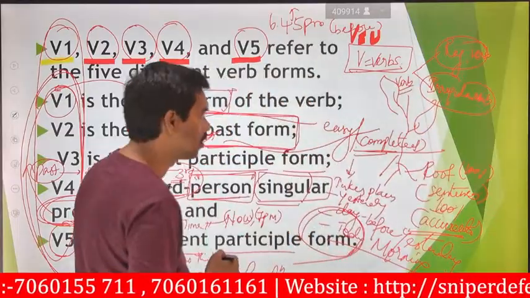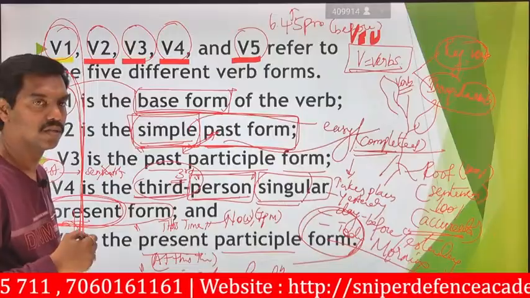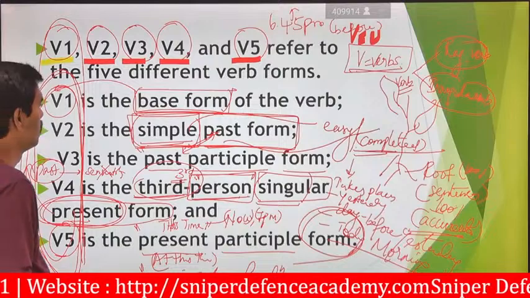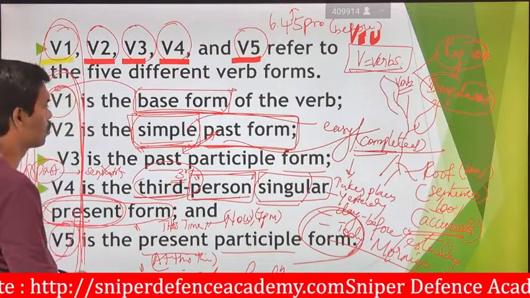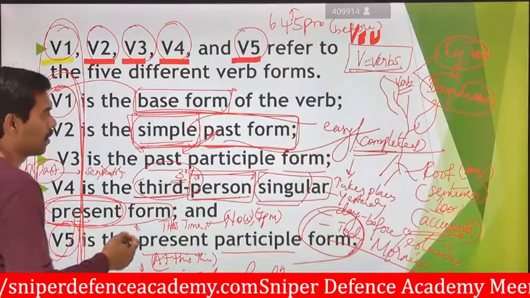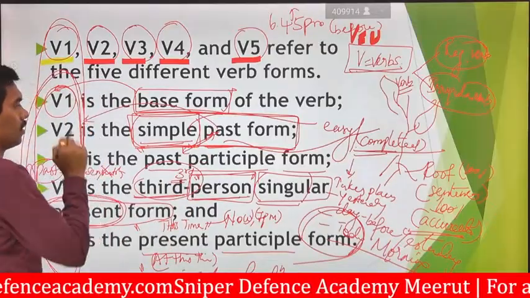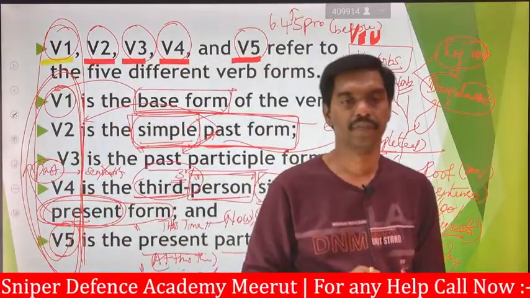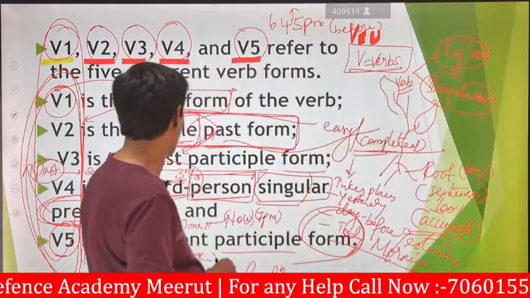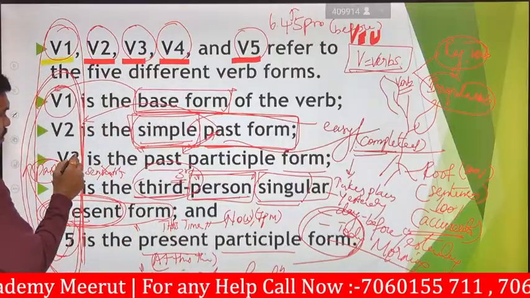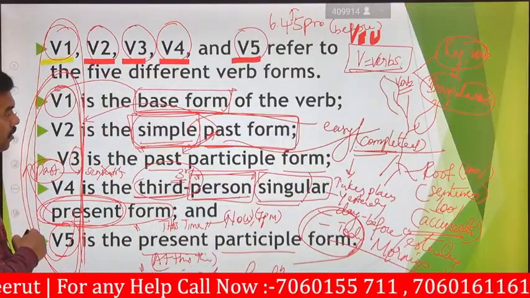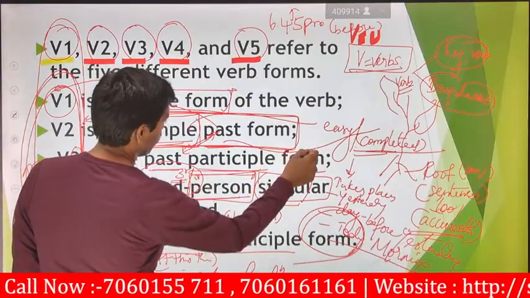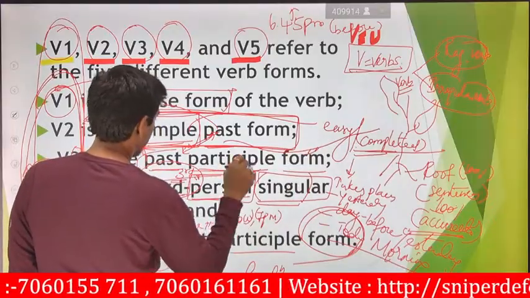So what will these regular verbs say? What will these irregular verbs indicate? We had seen yesterday. Okay. Next one is said to be V2. V2 will also represent the simple past form, and it also has regular and irregular forms. Okay. The third one will represent V3. It is said to be the past participle form.